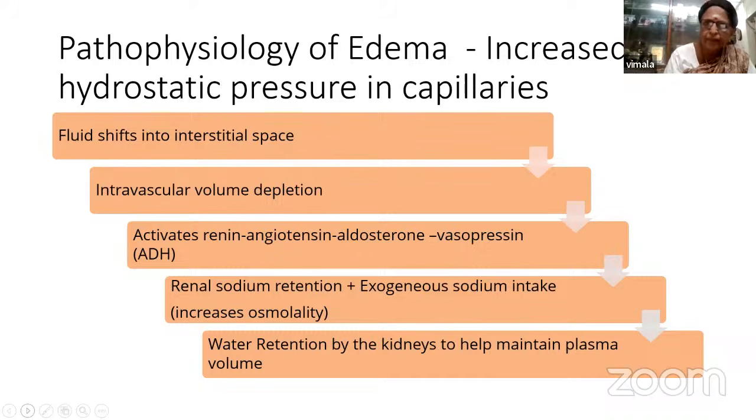To say that again, when there is a hydrostatic pressure increase, fluid leaves the vascular space into interstitium. When there is a deficit of volume in the intravascular space, the renin-angiotensin-aldosterone axis is activated, which retains sodium and water. It also activates the vasopressin system, which retains free water. So there is an excessive accumulation of sodium and water inside the vessel, which produces edema. So that is one cause for edema.